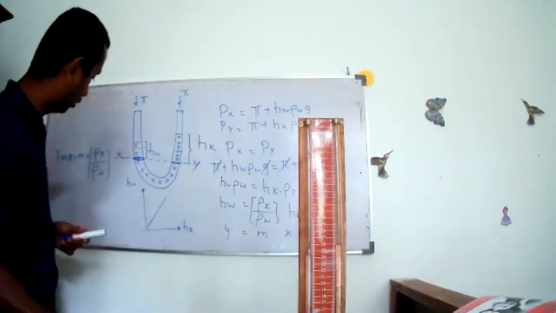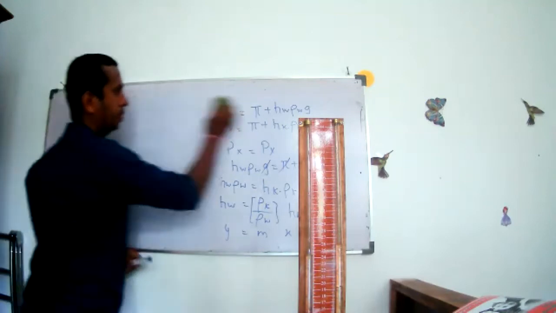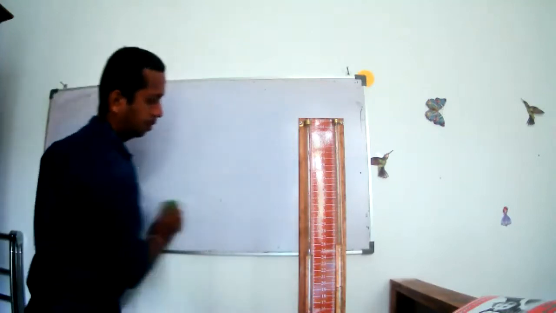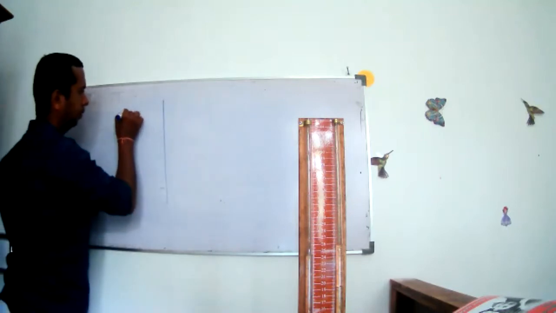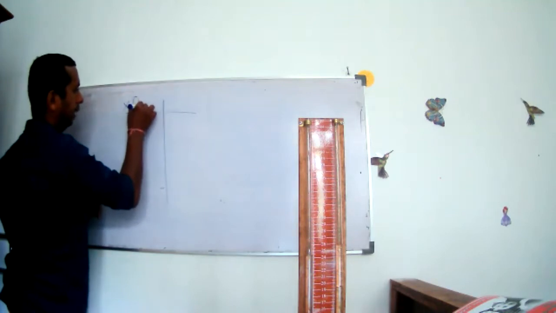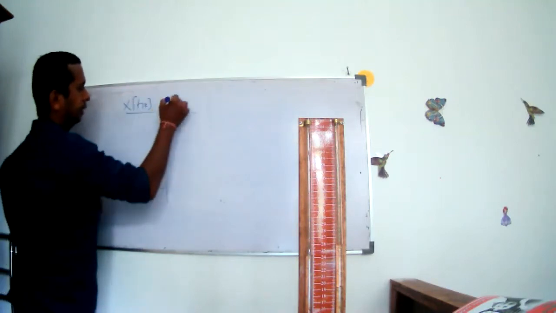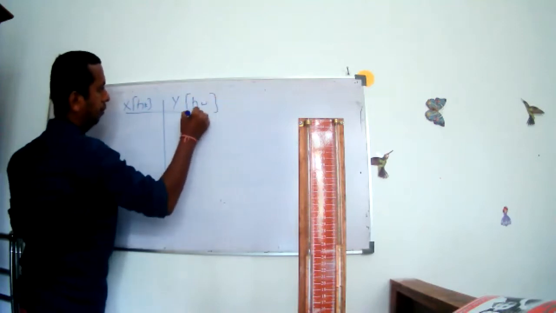So first I am going to draw a table on my board. So you have to draw the diagram now, the table now. This is x, for x I am going to write down hk. This is y, hw, right?